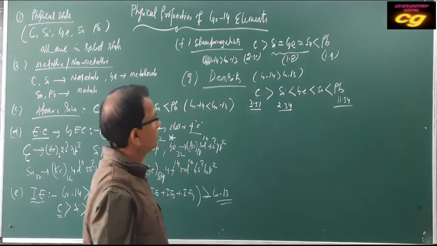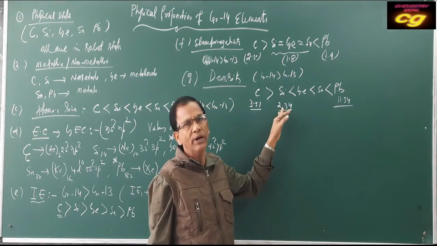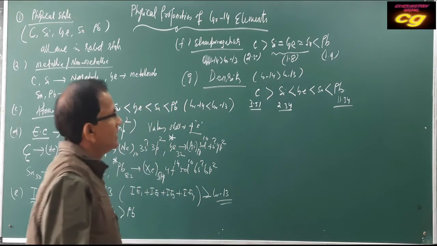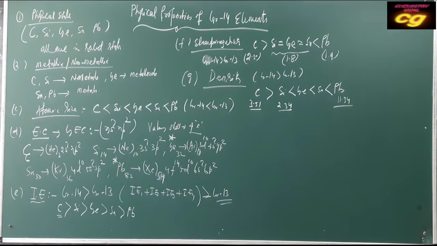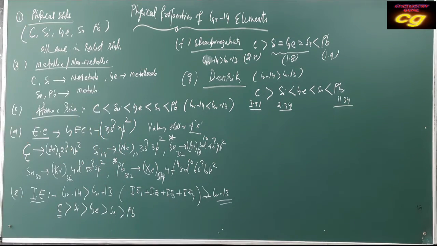So silicon has a low density due to weak bonding. Silicon, due to large size, the bonding is weak. That's why the intermolecular bonding is weak, and that's why density is low. This is regarding density, electronegativity, ionization energy, metallic character, melting and boiling point.